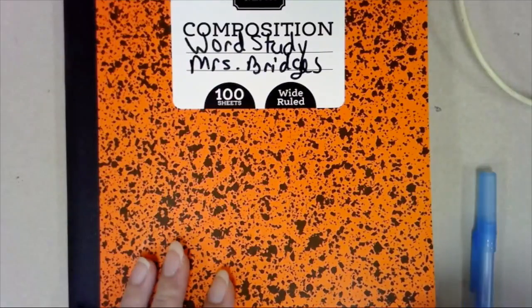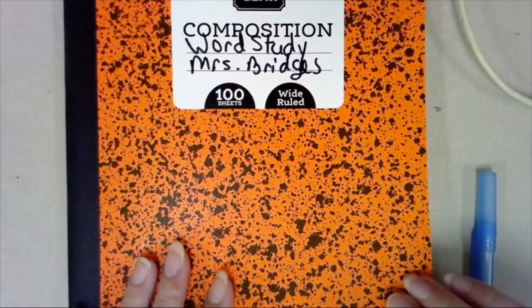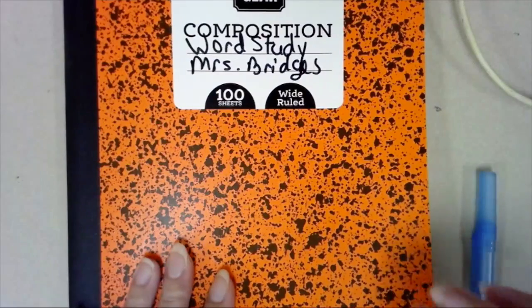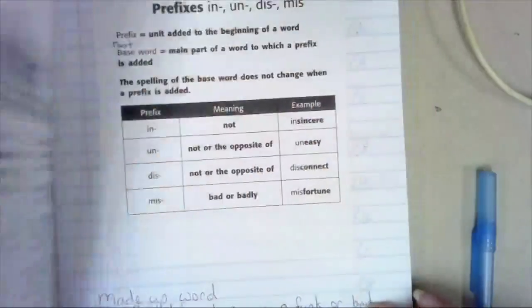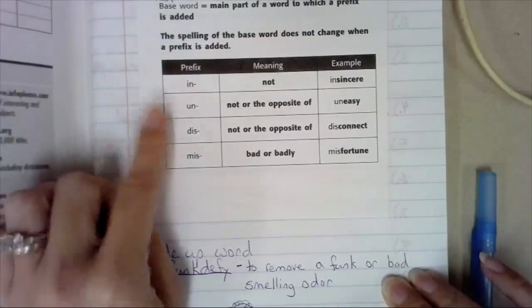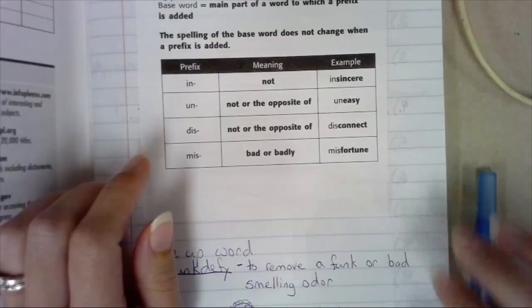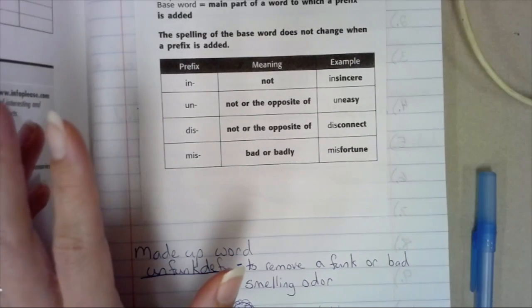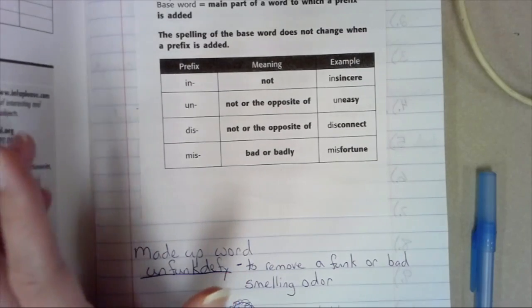In your word study book today, you're going to write a simile, a metaphor, or an idiom. You get to pick either one. So you're going to have to use a word that has one of these prefixes in your simile, your metaphor, or your idiom. So you might not know what simile, metaphor, and idiom are. I'm going to give you a brief introduction to them, but you can always Google them.